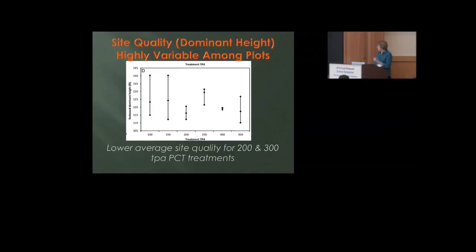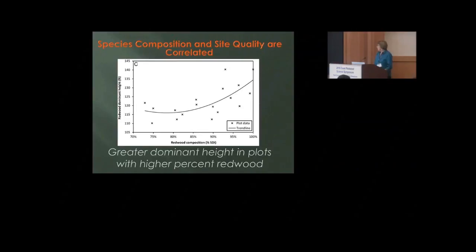And you notice here that the 200 and 300 seem to have much lower site quality than the others. Our vertical axis is staying the same. We're still talking about dominant height. But on the horizontal axis now, we've sorted out the plots by what their concentration of redwood is in terms of occupying growing space. So we have 100% down to about 75%. And what we're seeing here is he actually found a correlation between the higher the redwood concentration, the taller the height. So that's kind of interesting.